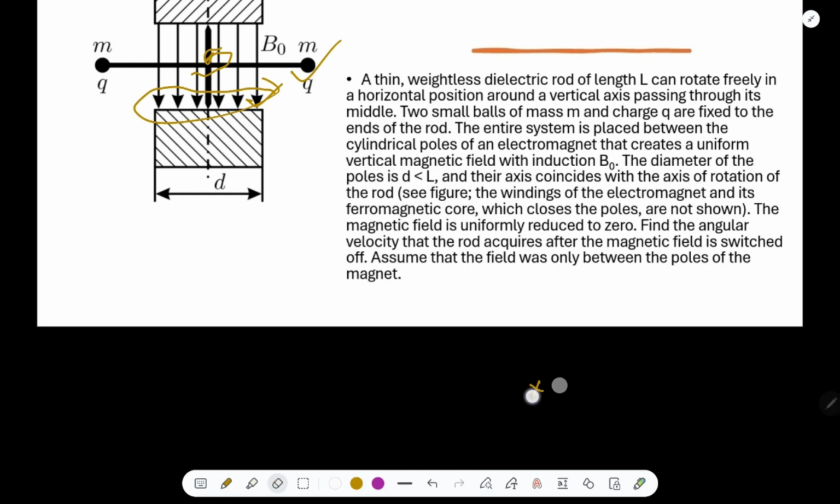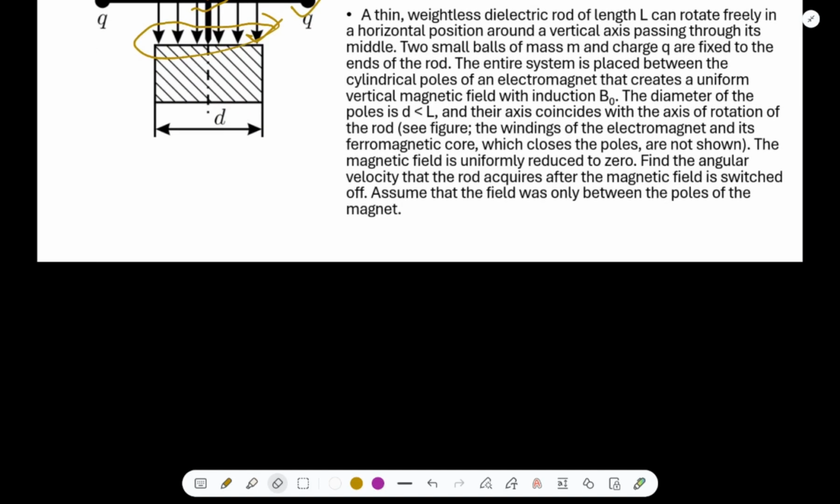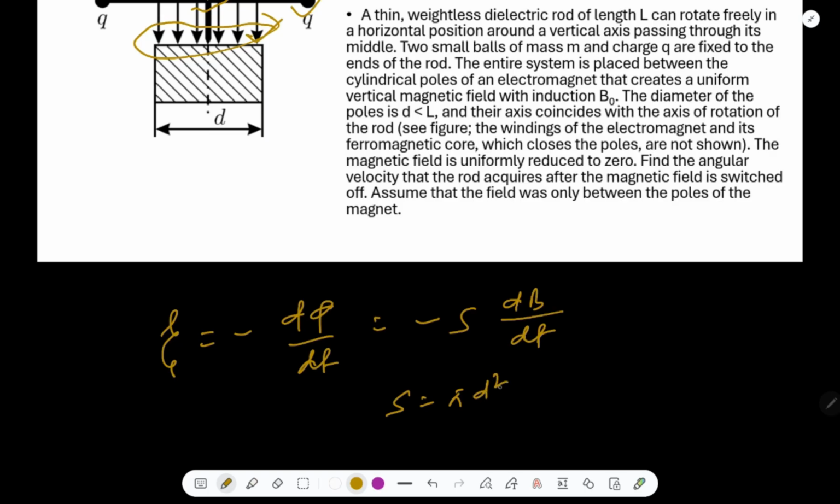So to solve the problem, first of all, we need to find out the induced EMF due to this time varying magnetic field. We are going to use the law of electromagnetic induction, E equals minus d phi by dt. That will be minus S dB by dt, where S is the cross-sectional area of the cylindrical region in which this magnetic field is varying with respect to time but uniformly distributed. This area is pi D squared by 4 because D by 2 is the radius.